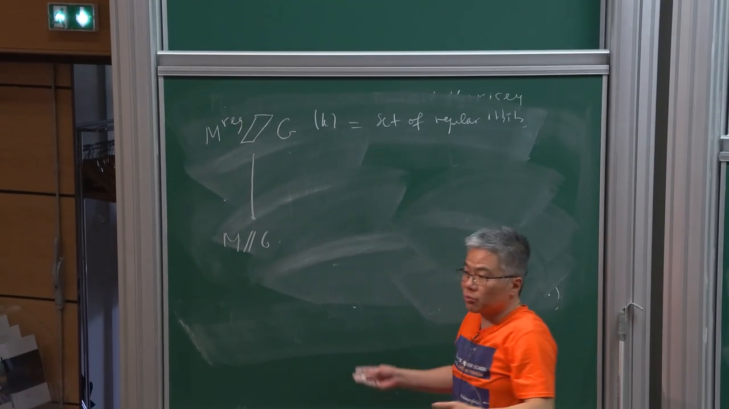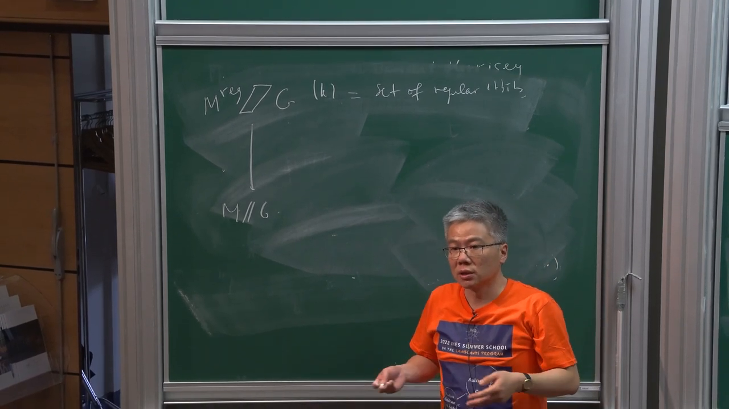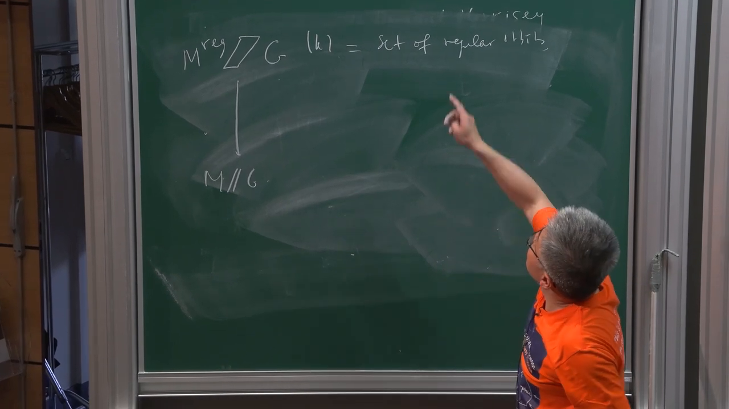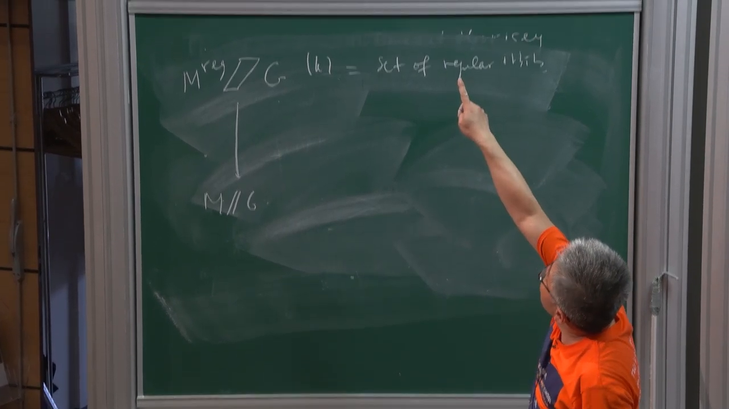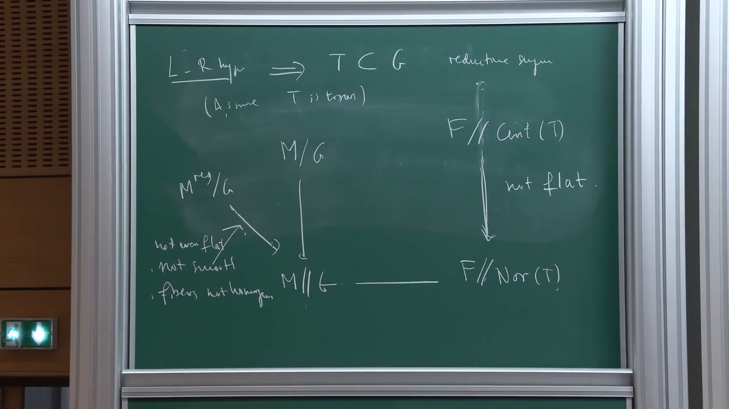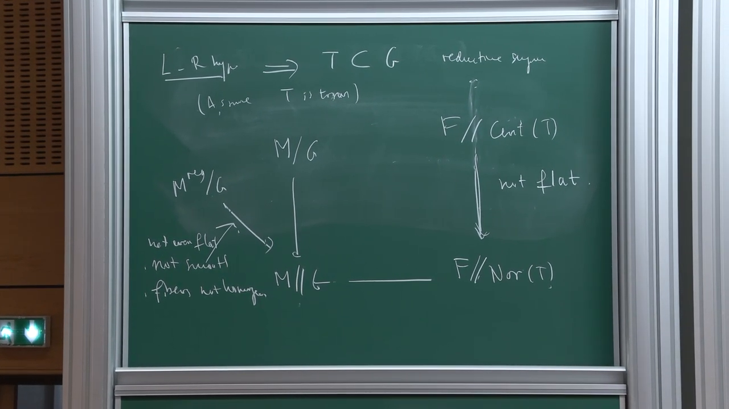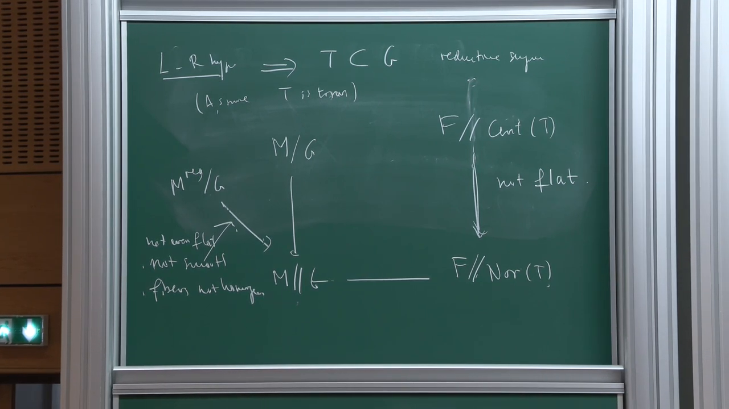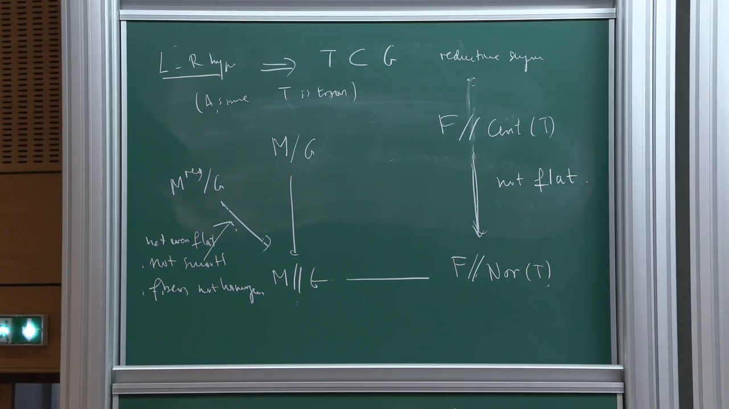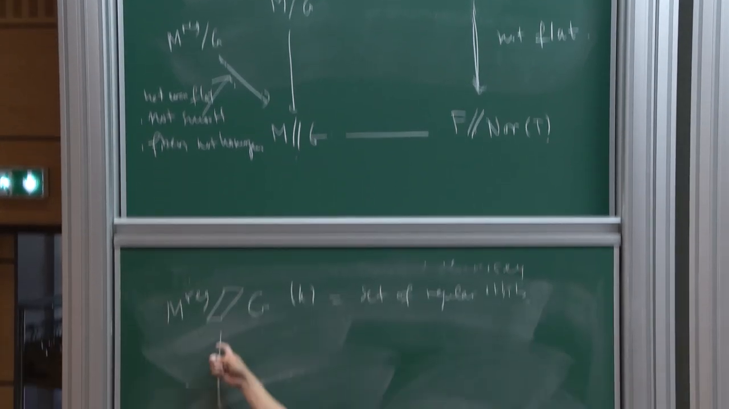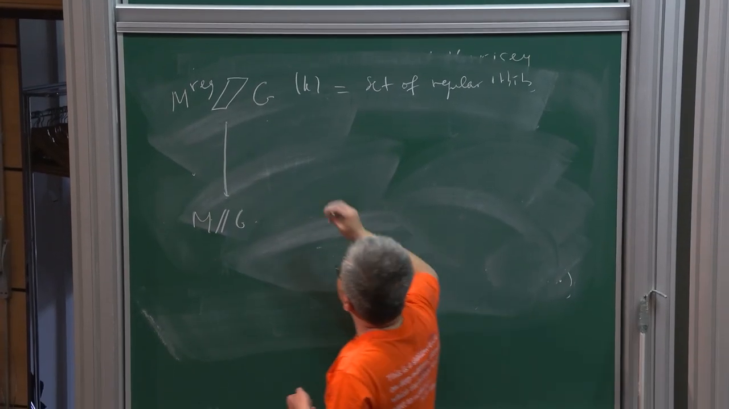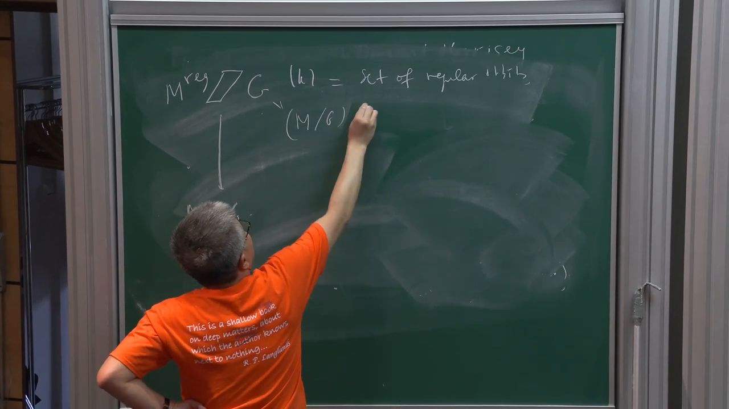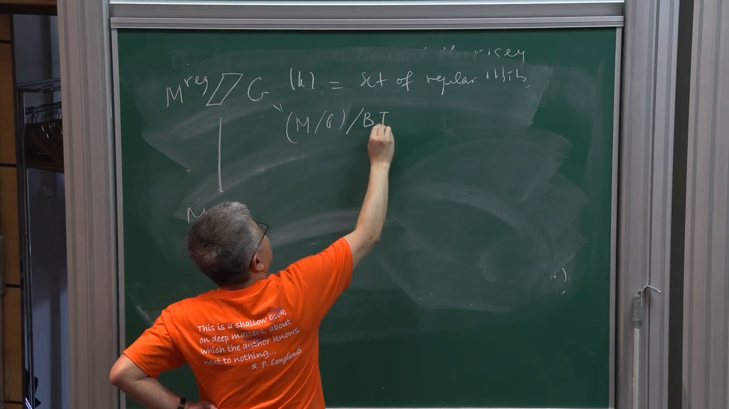And naively speaking, you just put together the regular orbits. Actually, it's not that difficult to define because the set of points is just the same as the isomorphism classes of M mod G. And M mod G comes with the inertia group, right? And what you should do is divide that by the B of the inertia group. And that is what we get here. This is basically the same as M mod G divided by the B of the inertia group.